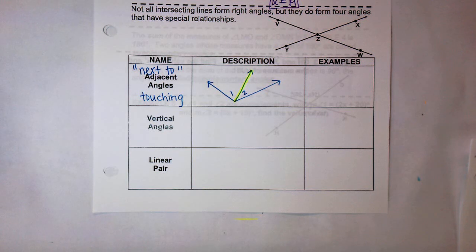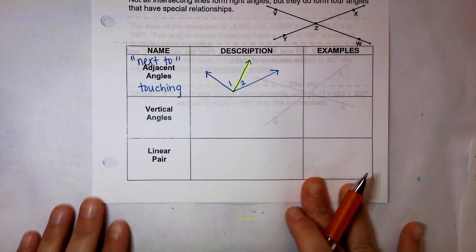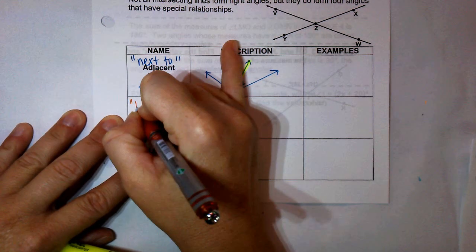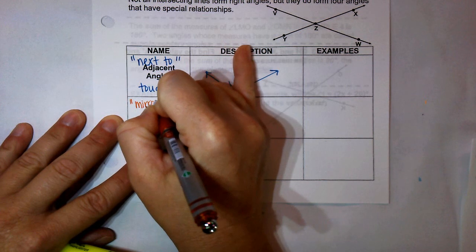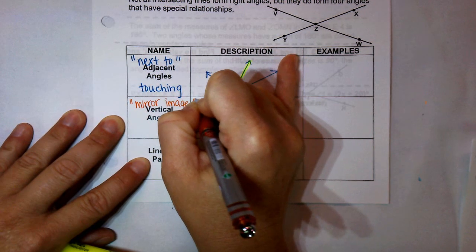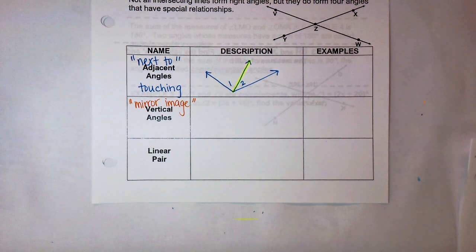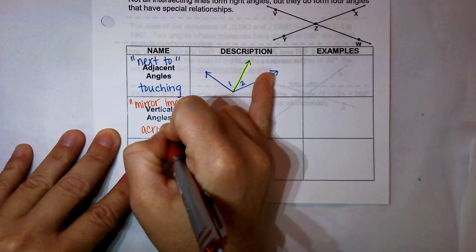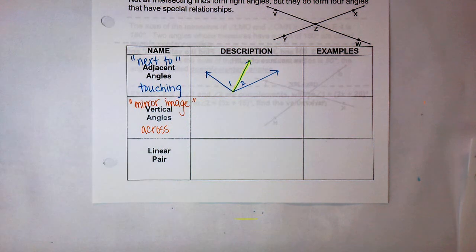All right, vertical angles. Vertical angles are like a mirror image. Like you're looking at a mirror and it's reflected back to you. You're standing somewhere and you're directly across from something. That's how I remember them. Across. They're across from each other.